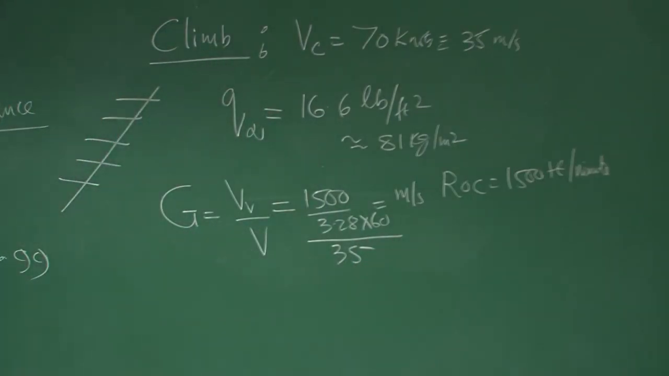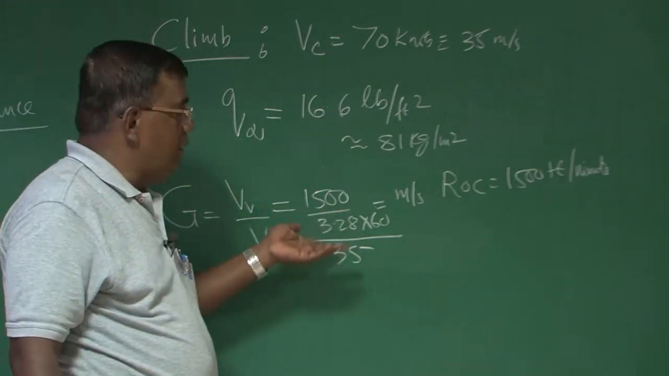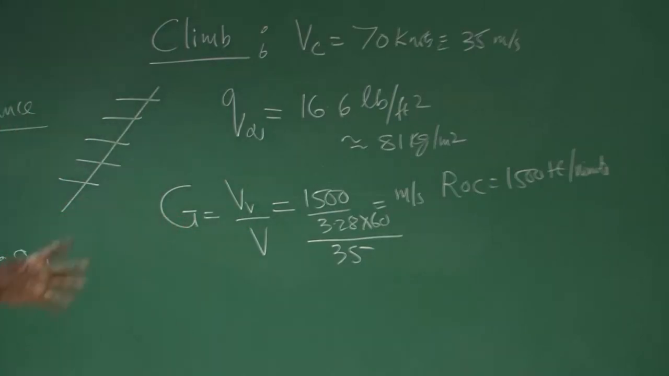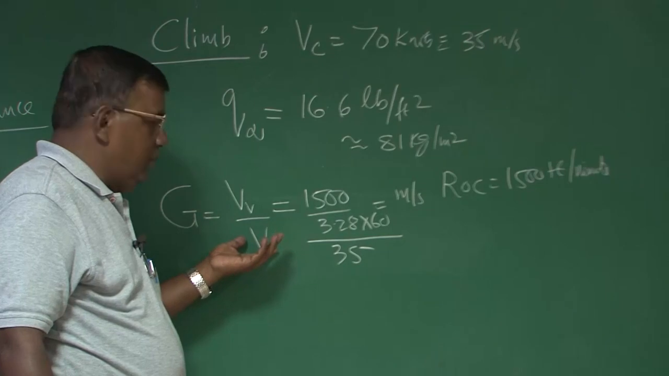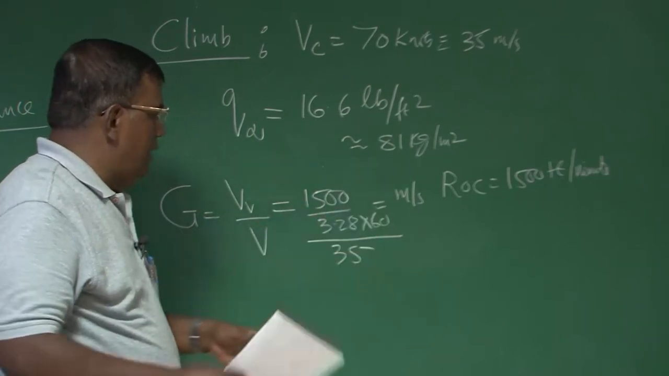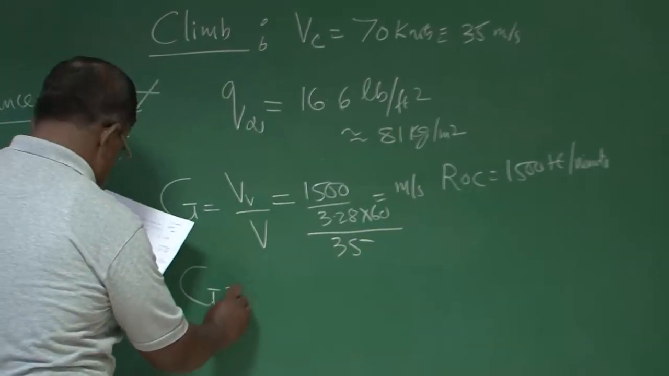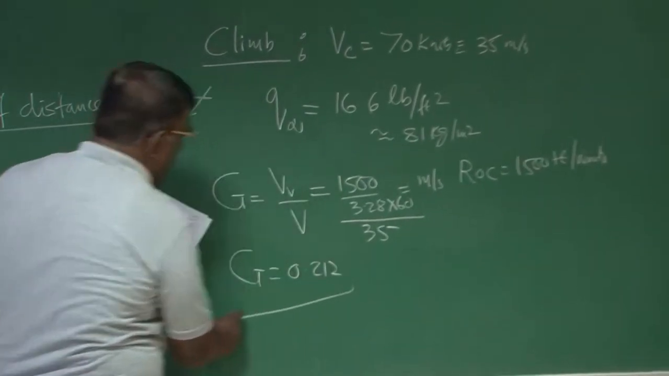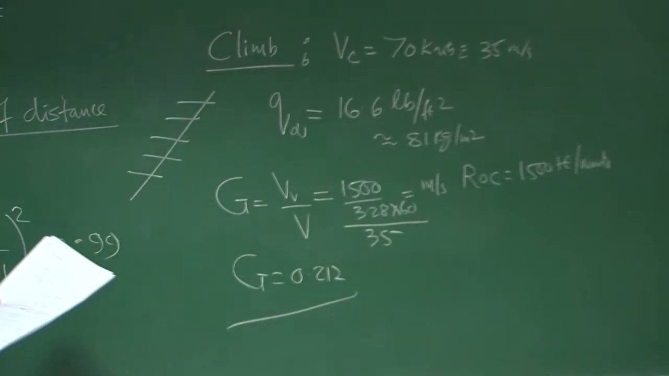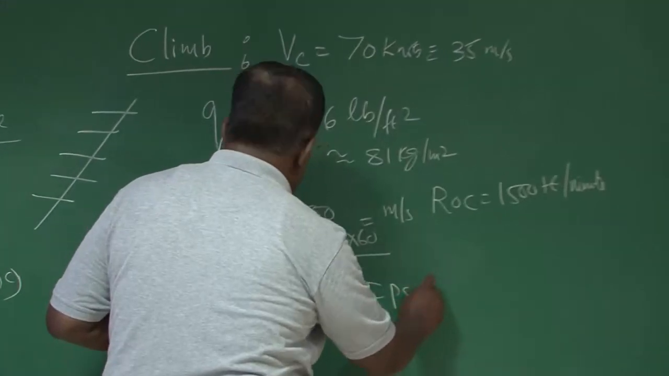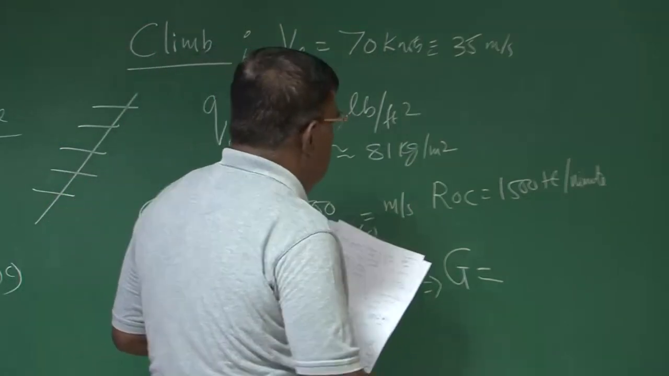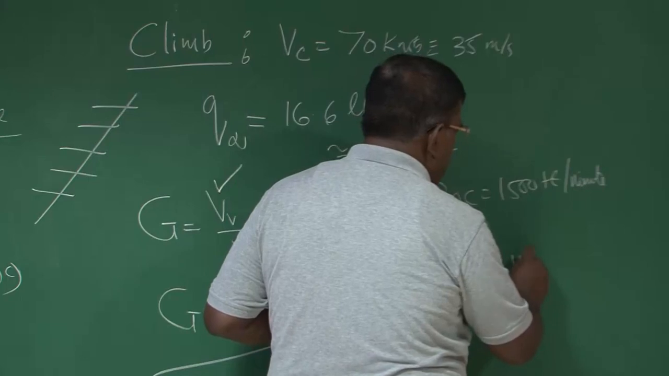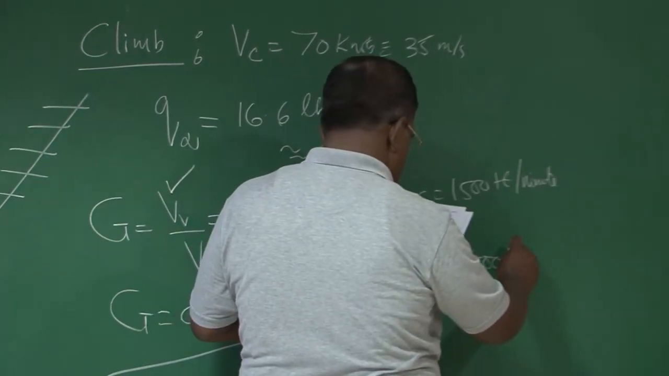So I have calculated this G in SI unit. Please understand, I can do it in FPS unit as well, right? Just to make you comfortable, I'll be switching the units. It's just a question of multiplying or dividing by some factor. Understanding is that G is ratio of VV by total velocity V, and I have put in appropriate unit. And if I do that, I get the value of G as 0.212. Okay? You could see that if I work it in FPS, then how do I use it? G equal to vertical velocity in feet per second. This is 1500 feet per minute, so 1500 feet per minute means divided by 60.